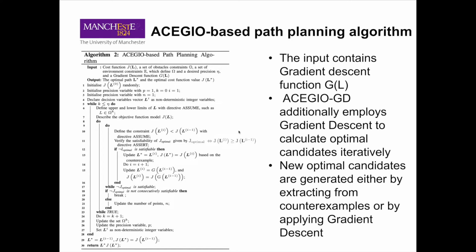Similar to the CGL-based path planning algorithm, we use an assume directive to define JLi smaller than JLi minus 1, and we use a set directive to define the optimization condition. And it requires counterexamples once. If a smaller cost function value is generated, we pass them to the gradient descent function. The gradient descent function is employed to update the optimal candidates. So new optimal candidates are generated either by extracting from counterexamples or by applying gradient descent. This is how the ACGL-based path planning algorithm works.